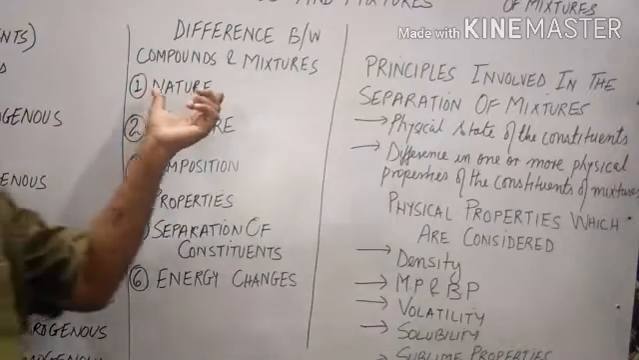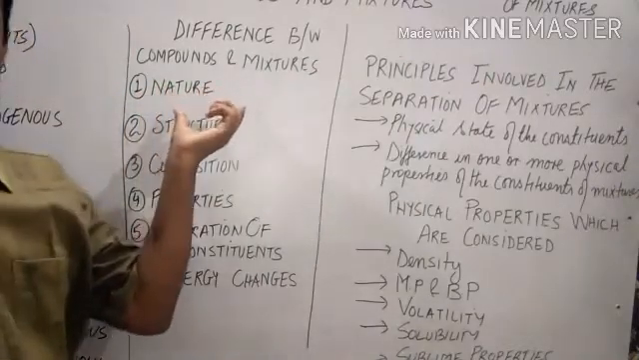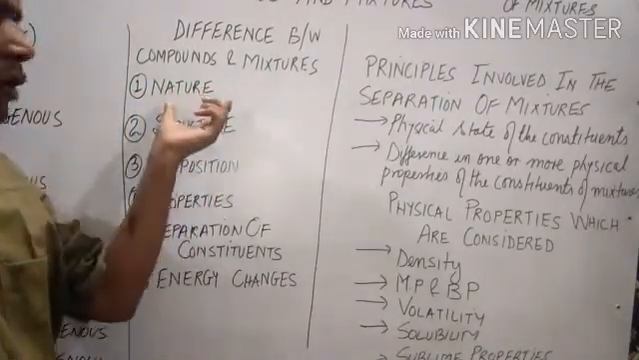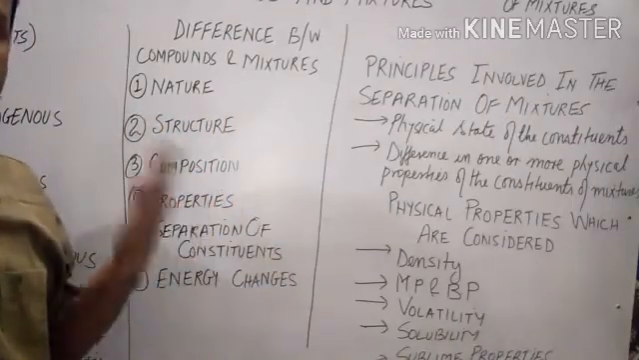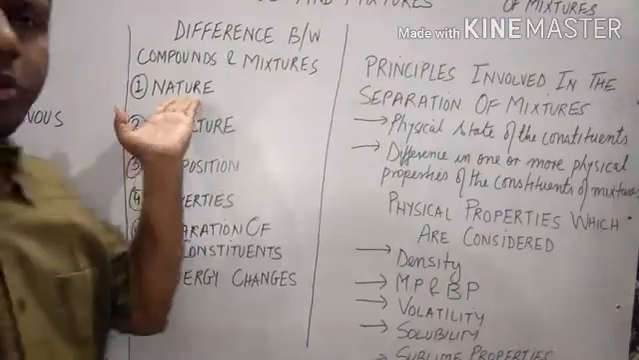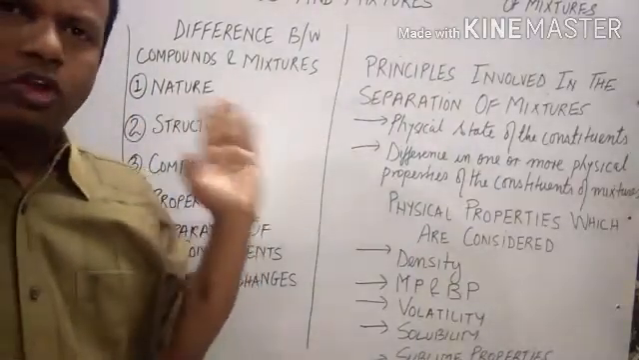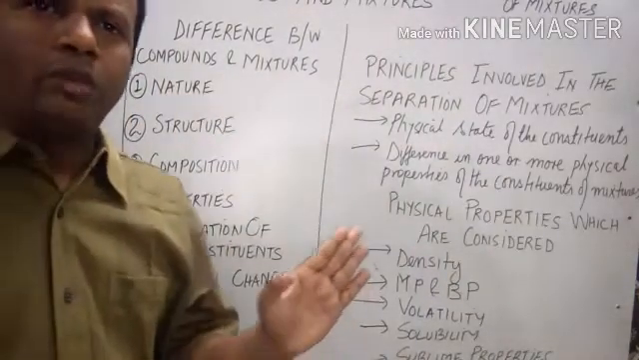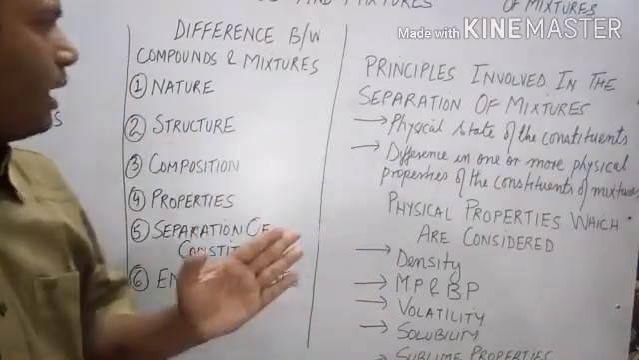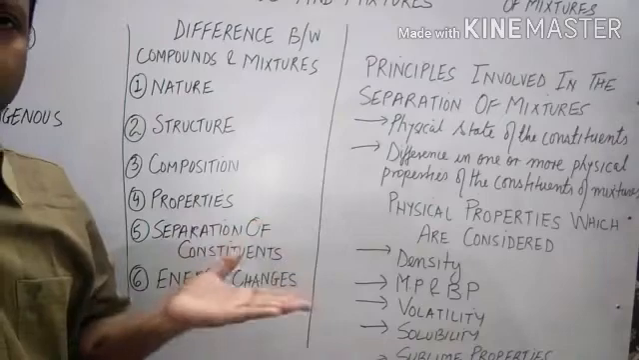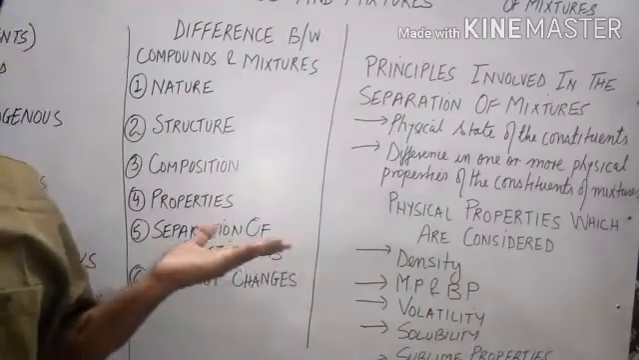So nature. What is the nature of a compound? Nature of compound is that they are chemically bonded. The constituents in a compound are chemically bonded. In a mixture, the constituents are not in a chemical bond. They do not form any chemical bond between them.